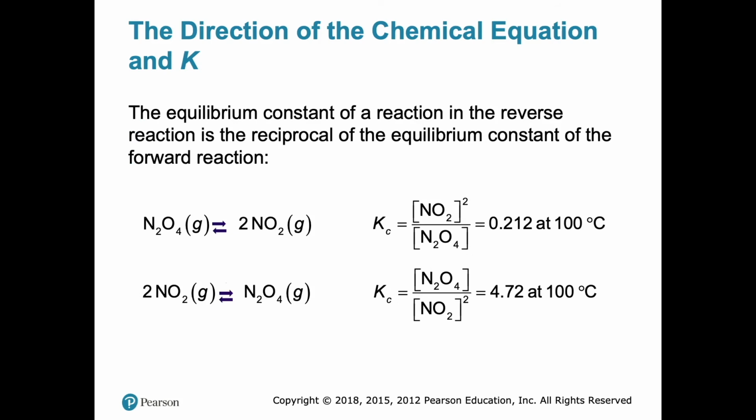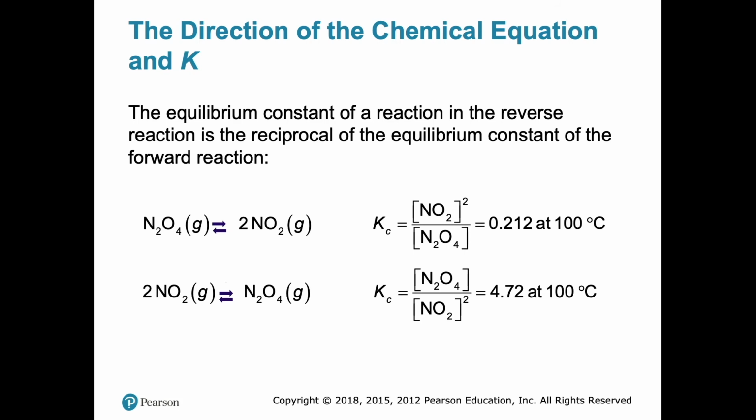All right. We still have 5 slides to get through. Let's get through these slides, okay? So, the direction of the chemical equation and K. The equilibrium constant of a reaction in the reverse direction is the reciprocal of the equilibrium constant of the forward reaction, right? So, if you take a gander at this up here, we see the forward and reverse reactions. One is the forward reaction, which is the N2O4 becoming the NO2, right?